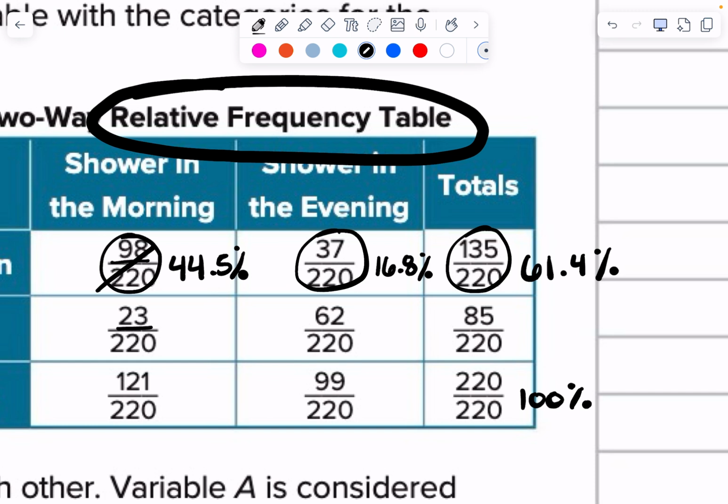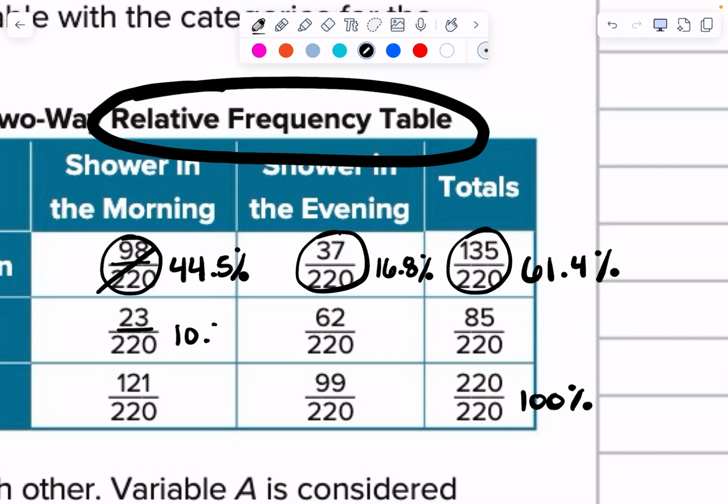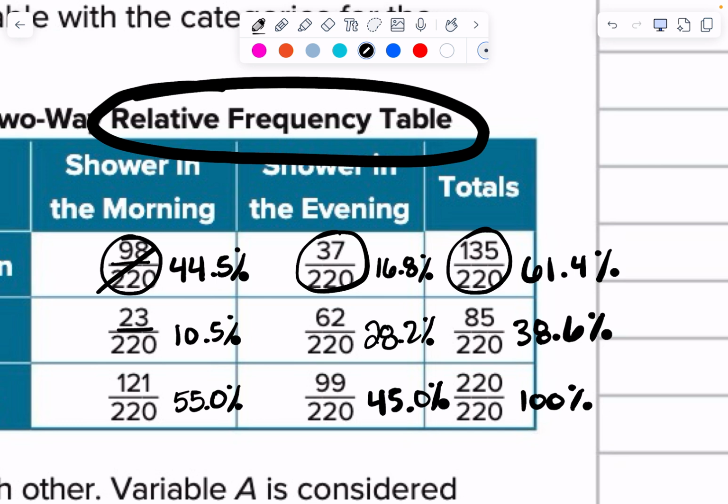Keep going. 23 over 220, 62 over 220. 10.5%. 28.2%. 121 over 220 is 55.0%. 220 over 220 is 100. 85 over 220 is 38.6%. And 45 over 220 is 45.0. Perfect. There's what we have. That is in relationship to those around it.